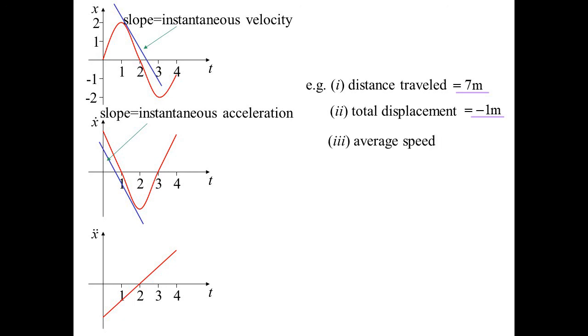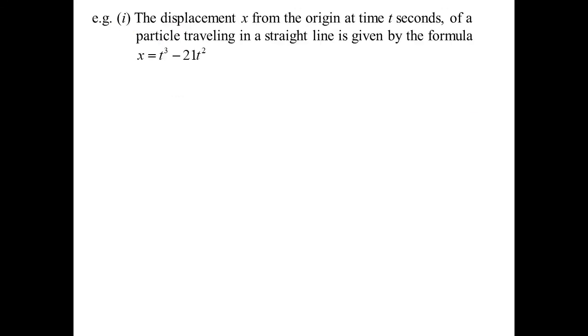Average speed, distance, 7 over time. Average velocity, displacement over time. But we don't need the graphs now. If we've got an equation for the motion, we can just use the equation. So we've been given the displacement formula here, x equals t cubed minus 21t squared. We want to come up with an expression for acceleration. So that's the second derivative.